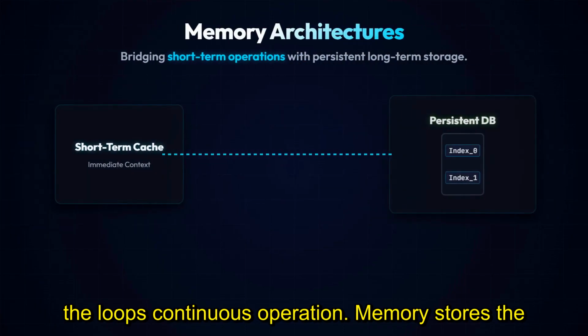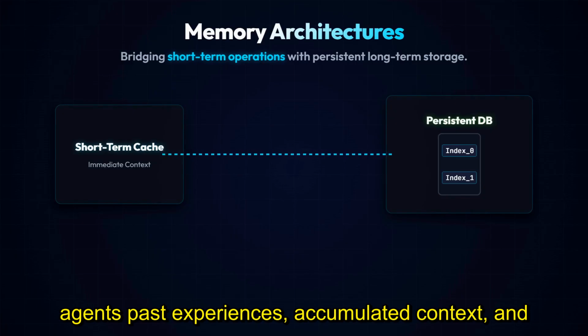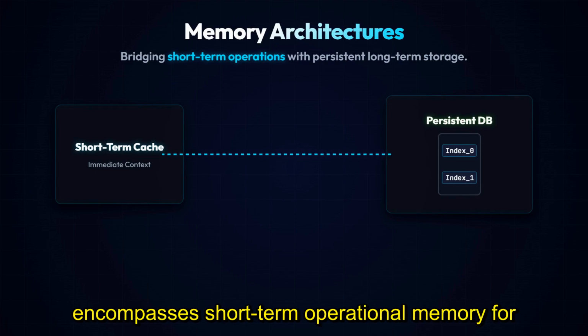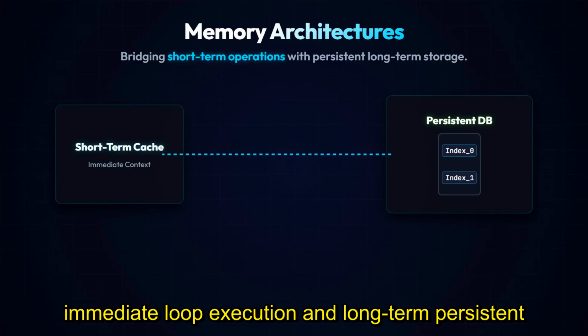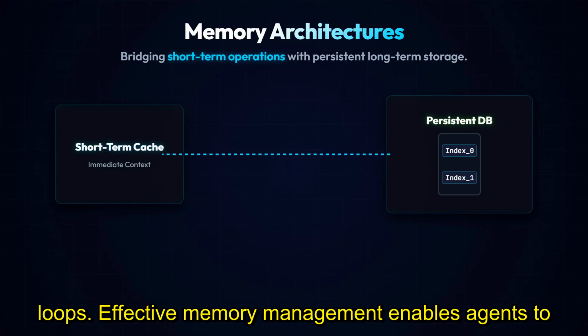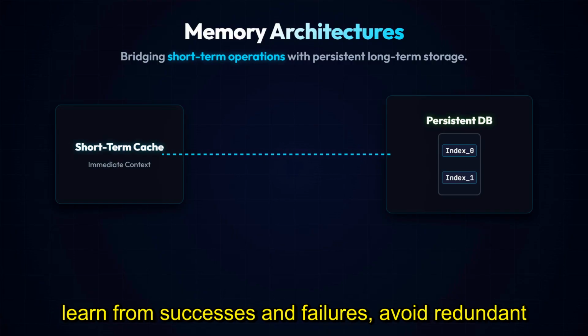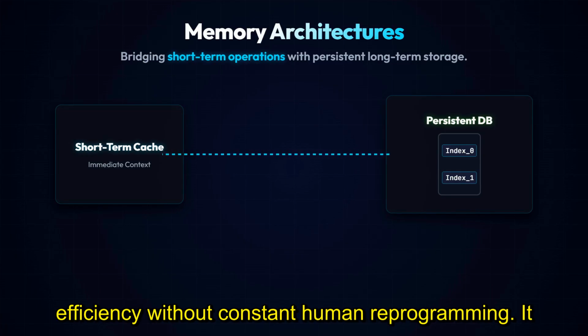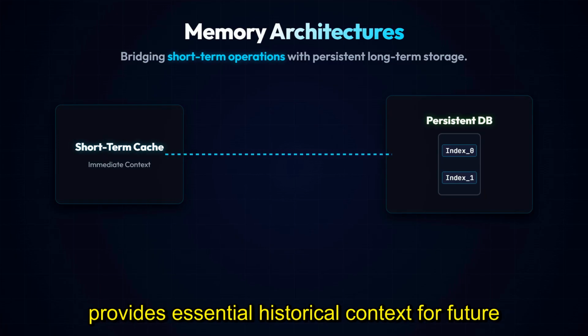Memory stores the agent's past experiences, accumulated context, and learned strategies for future reference. This encompasses short-term operational memory for immediate loop execution and long-term persistent memory for knowledge retention across multiple loops. Effective memory management enables agents to learn from successes and failures, avoid redundant computations, and adapt behavior, improving efficiency without constant human reprogramming. It provides essential historical context for future decisions.